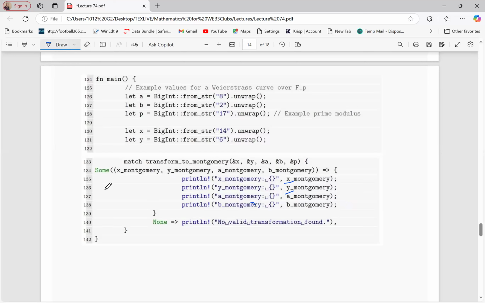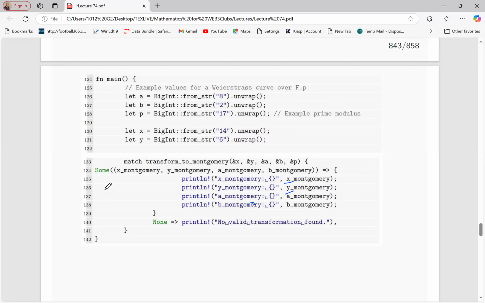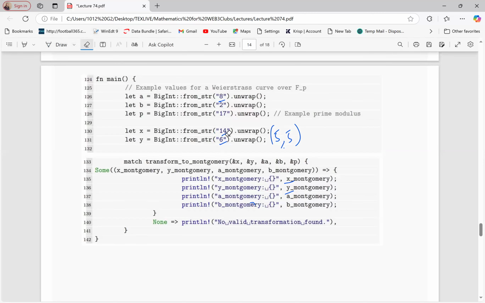Now, my short Weierstrass points: the equation had A and B, and then P there, and the value of X and the value of Y. And this is the same thing we've done manually. So I wanted to verify whether this point will move to 5.5, as we had gotten in our physical calculation. Okay, let me just share the code and then we run and see.